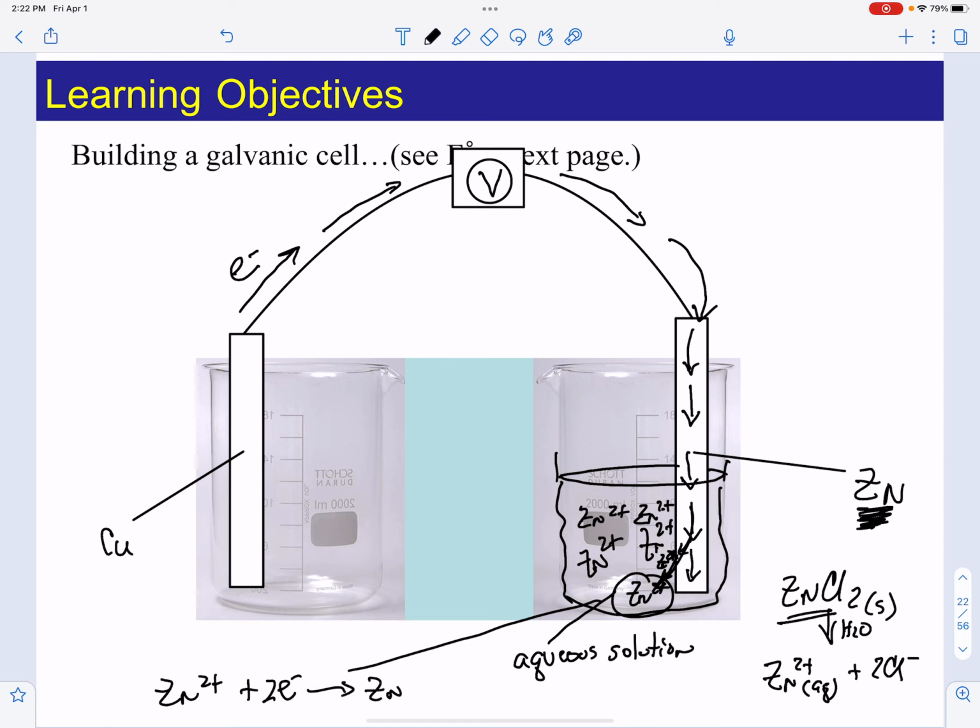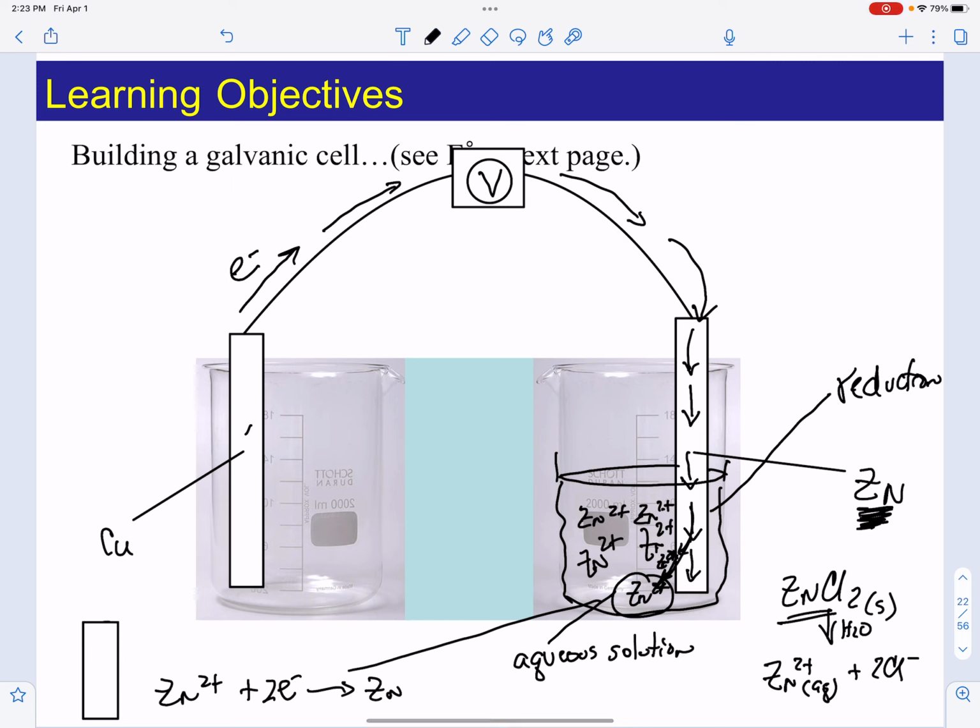producing more zinc. And you can expect the bar that we put in there, as time goes by, is going to get bigger, or not get bigger, but the mass is going to increase, because whatever is in contact with the solution, when the zinc gets reduced, it's going to become the metal, and it's going to stick to the bar. So we can see how on this particular site, reduction is happening.